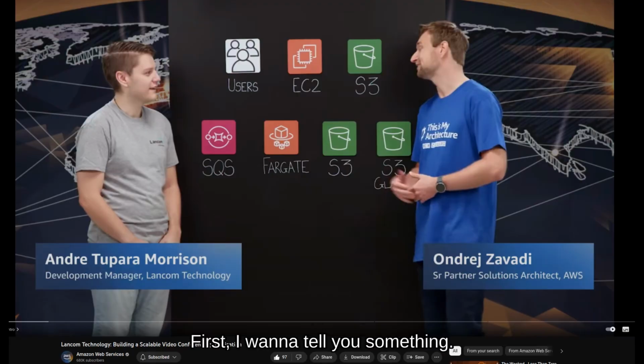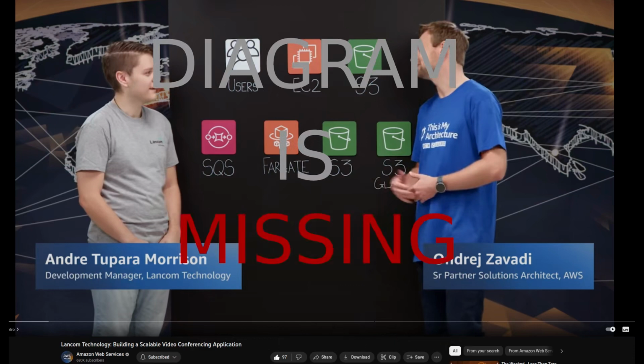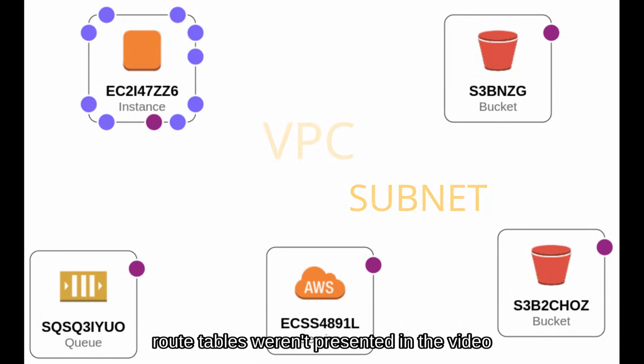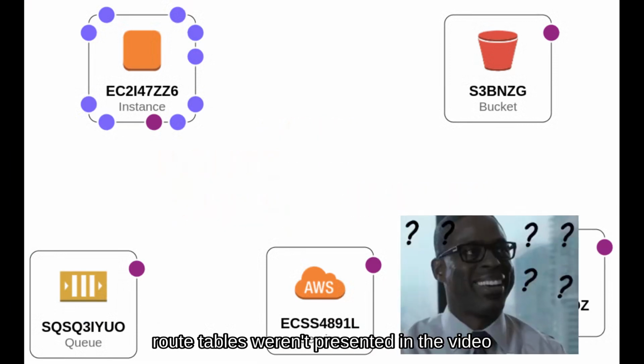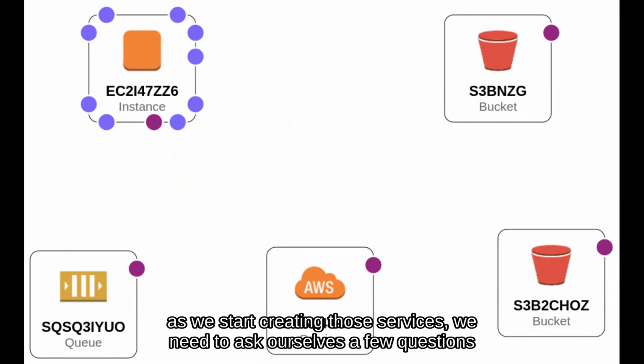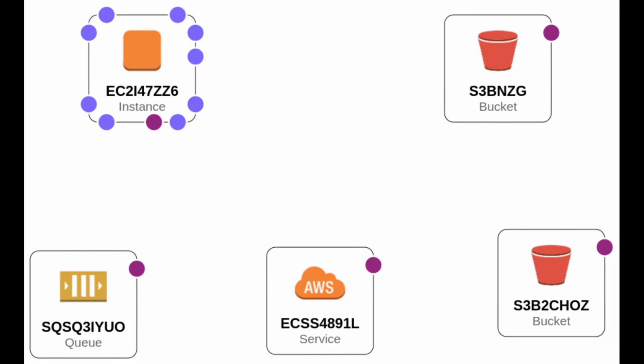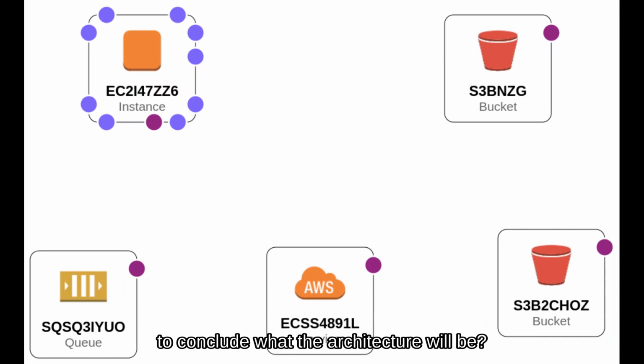First, I want to tell you something. The diagram that was shown is missing the underlying infrastructure like VPC, subnet, and route tables, which weren't presented in the video. As we start creating those services, we need to ask ourselves a few questions to conclude what the architecture will be.